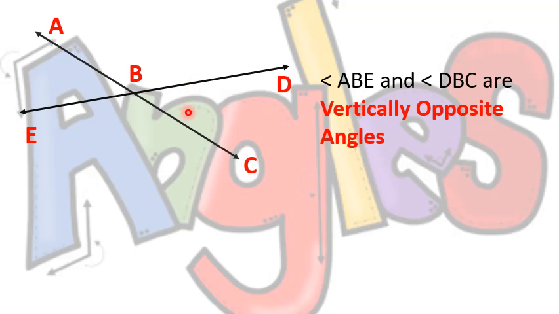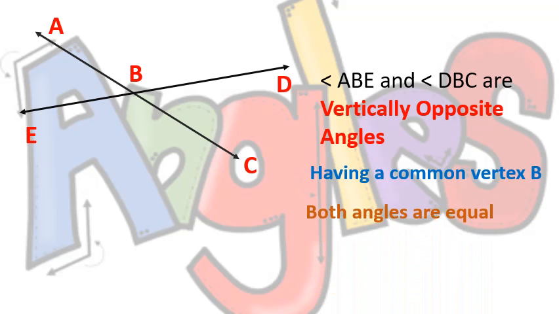So this angle and this angle, they are vertically opposite. What do they have in common? They have B in common. It's as if two letters V at the opposite of each other. Okay? So, they have a common vertex, which is B, and they are equal. What do you mean by they are equal? If this angle, for example, is 60 degrees, this opposite one to it is also 60 degrees. If this one, for example, is 50 degrees, this one opposite to it is also 50 degrees. So both angles are equal.